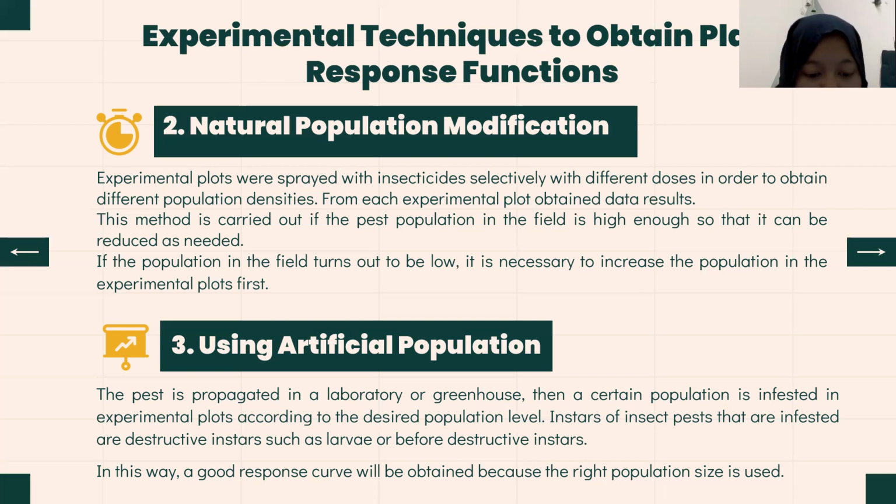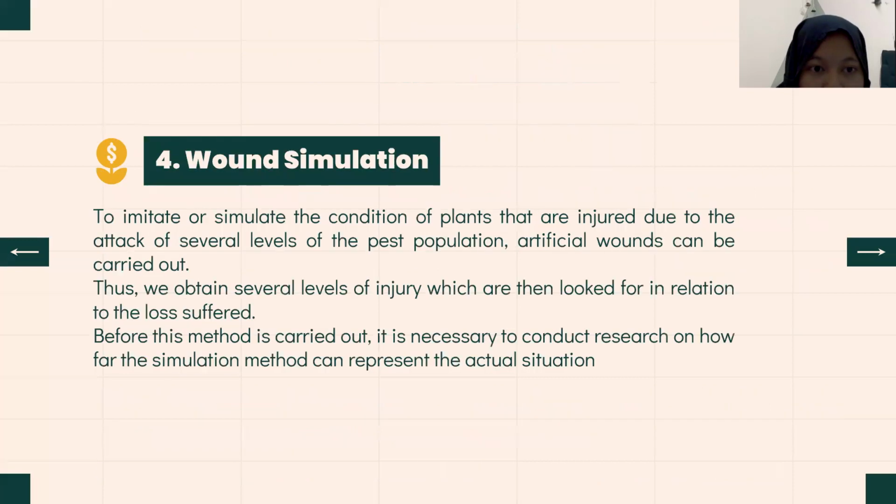For experiments with this method, the experimental plots were enclosed in a greenhouse. The effect of gas on pest population and also plant growth need to be considered and taken into account. Number 4, wound simulation.